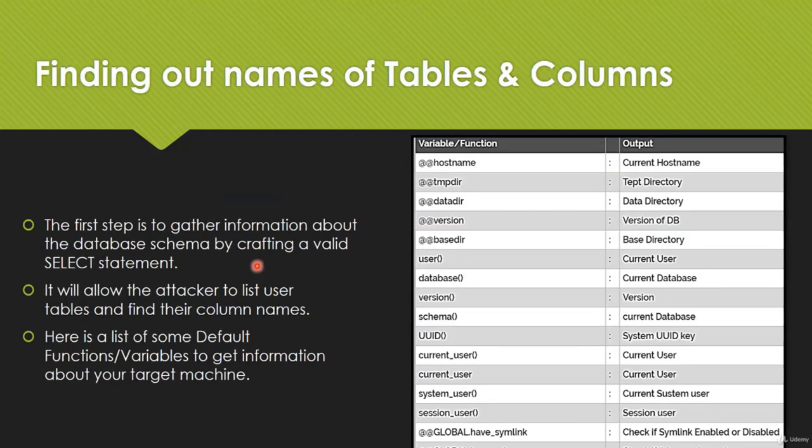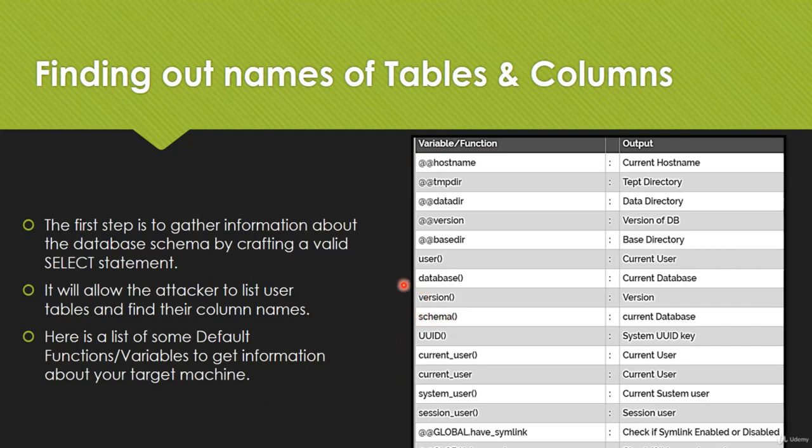Now, what is the next step? We have to find the name of the database schema by crafting a valid select statement, which will allow the attacker to list users' tables and find their column names. And over here, if you look, it is a list of all the variables and functions that are predefined and are used in SQL injection.